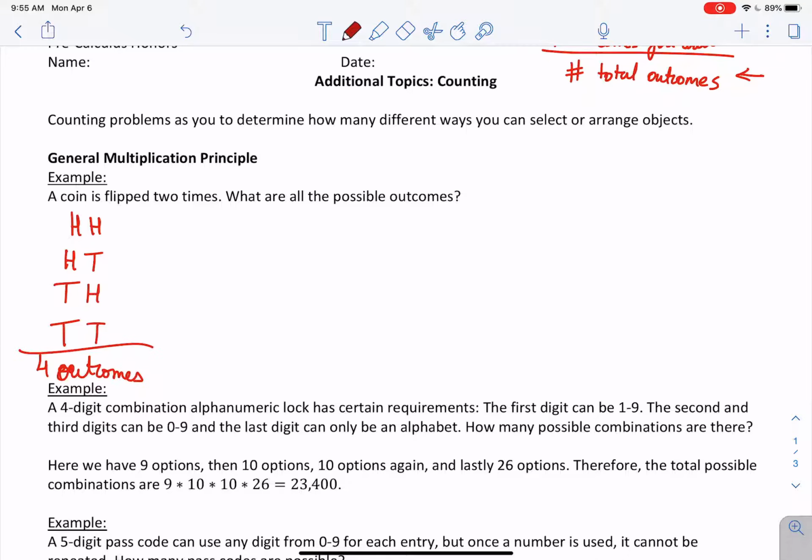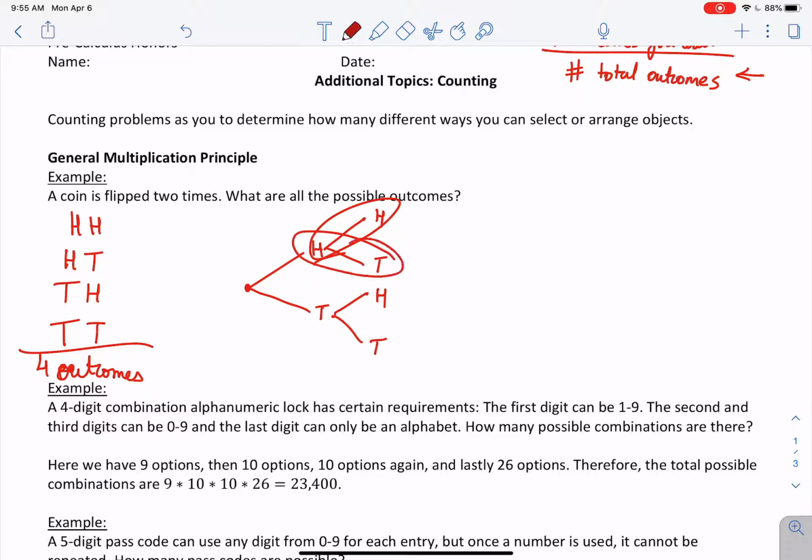The other way I could do this is make something called a tree diagram, where I start off with putting a dot as my starting point, and I flip my first coin. The first coin can either go heads or tails. And then after this coin is flipped, I can flip again and again get heads or tails. Or I can flip again and again get heads or tails. So in the end, I get heads, heads, heads, tails, tails, heads, or tails, tails. Again, 4 outcomes.